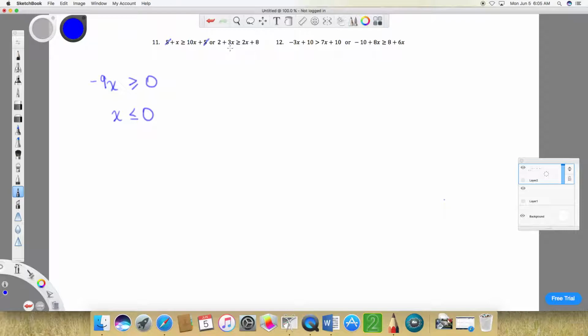Now, what about the other inequality here? We have or. We want values of x that satisfy this inequality. Let's subtract 2x from each side. That'll give me x greater than or equal to. Let's subtract 2 from each side, and 8 minus 2 is 6. And so I've got my solution set right here.